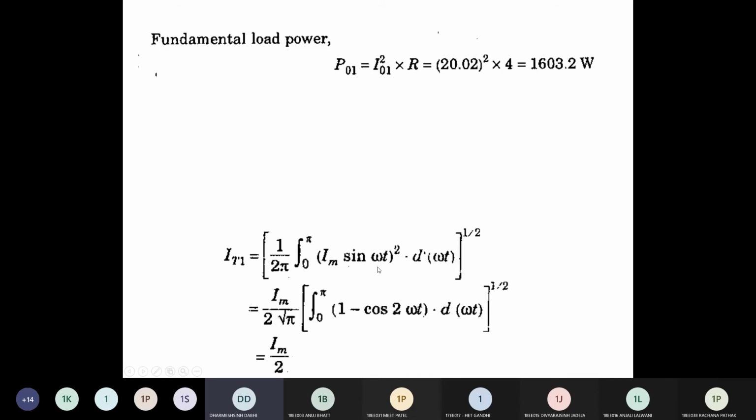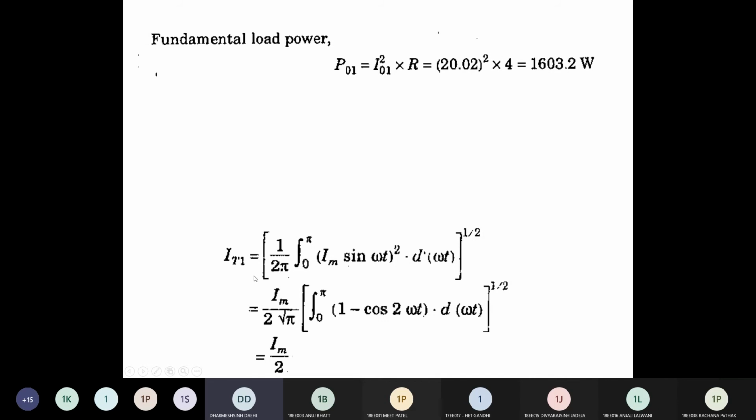So RMS value of thyristor 1 is 1 upon 2 pi, integration 0 to pi, Im sin omega t whole square d omega t, raised to 1 by 2. Clear? So here Im is constant. So sin omega t squared, that is Im square sin square omega t. Clear? So Im square comes out of the square root, so it becomes Im. And now this sin square omega t is converted into 1 minus cos 2 omega t divided by 2. So this 2 is multiplied with this 2, so it becomes 4 pi.